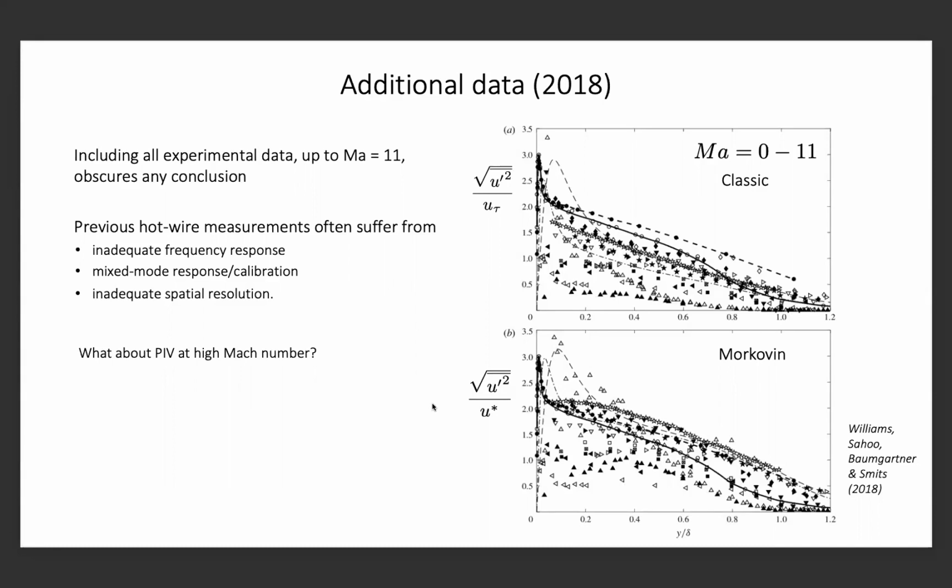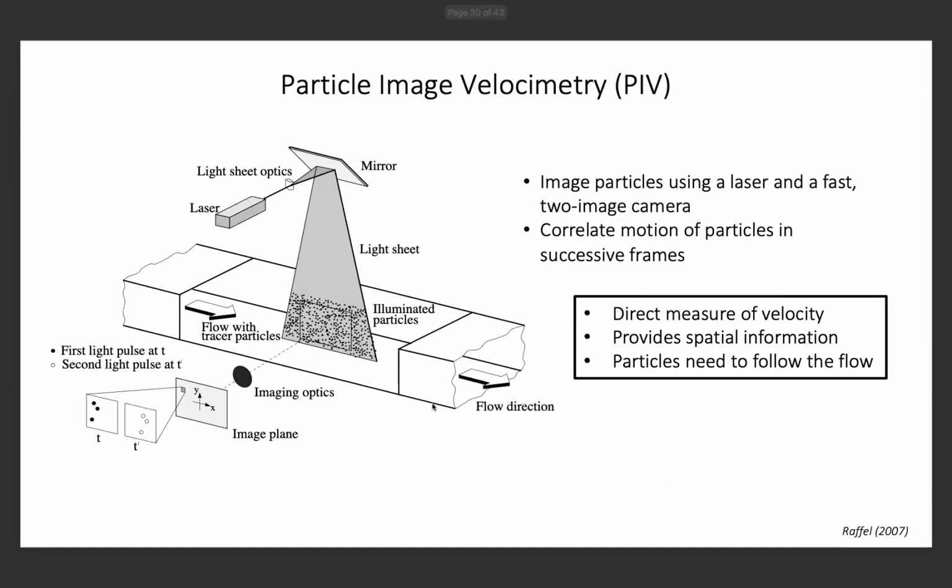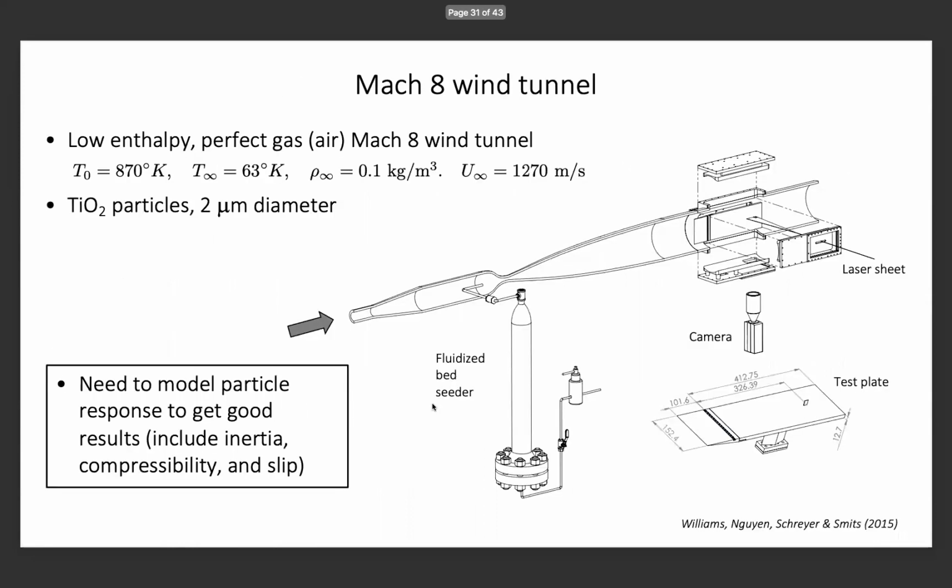So what we decided to do was to use PIV at high Mach number instead. And so here we have a typical PIV setup. You illuminate a particle-laden flow with a laser sheet. You take 2 pictures, you correlate them, and you can get a direct measure of the velocity in 2 dimensions, but the particles need to follow the flow. And that's a problem if you're in a hypersonic wind tunnel like ours. In a Mach 8 wind tunnel, the velocity is more than 1 kilometer per second. You've got high temperatures to deal with, and so it's a real problem.